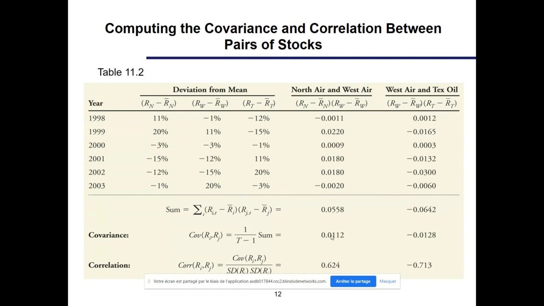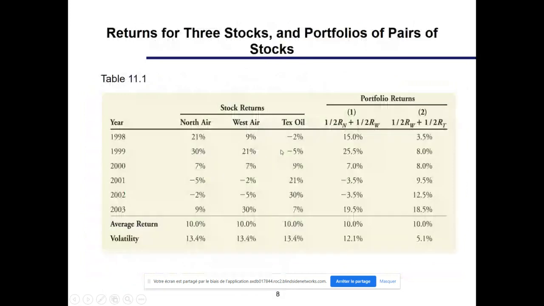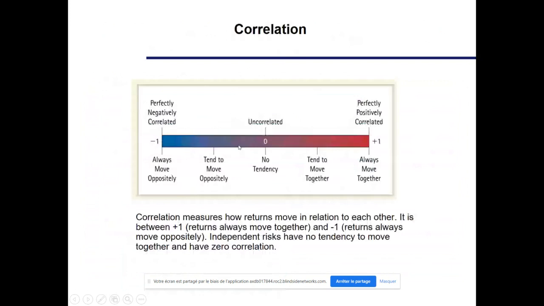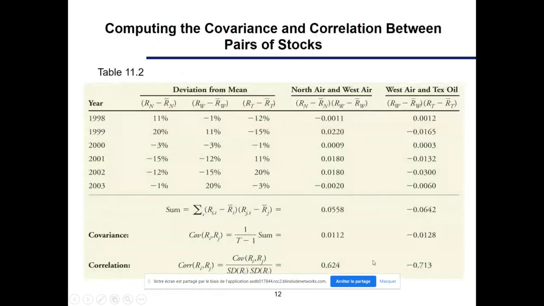So if I calculate the correlation of the series of returns of North Air with the West Air stock return, you can see that the correlation between North Air and West Air is 62.4%, whereas West Air and Tex oil is minus 71.3%, which is negative.